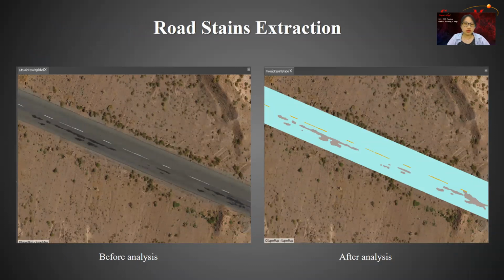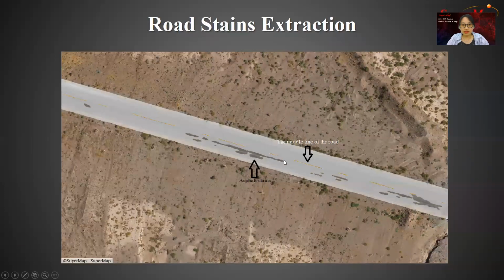And the third work is about road stains extraction. This work was finished by SuperMap Desktop X, and it also used binary classification to get the results. So here you can see this work prepared high resolution images. And then with the binary classification, he got the middle line and the road stains. Here, after the post-processing, we can see the result is really good.